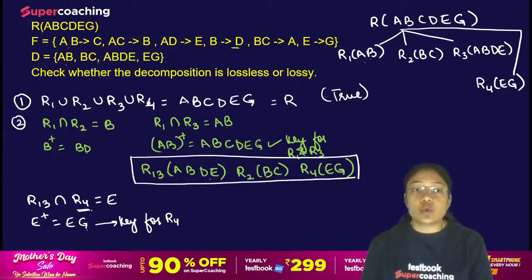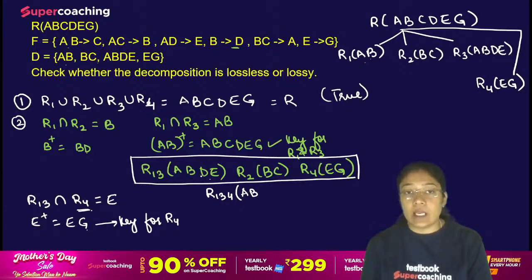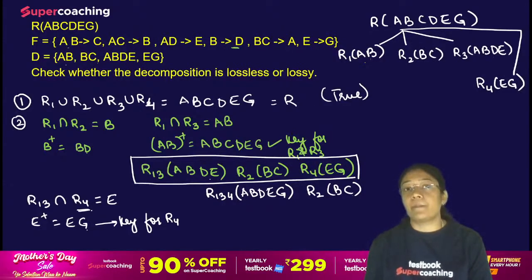That means we can join R134. We'll get here R13. 13 को किसके साथ join कर रहे हैं? 4 के साथ. Attributes क्या होंगे? A, B, D, E. These are the attributes of 13 और 4 के attributes हैं E and G. And here we have R2, B and C. Right? Now again we'll try to join these two subrelations.